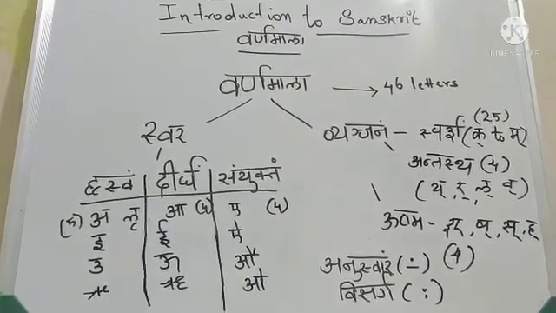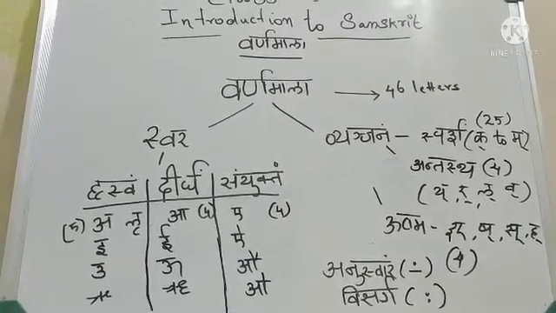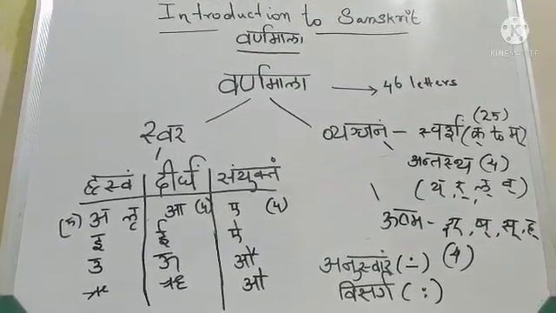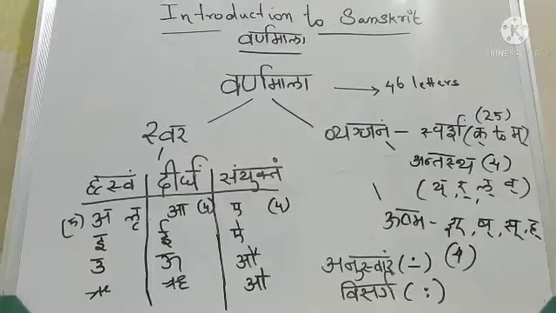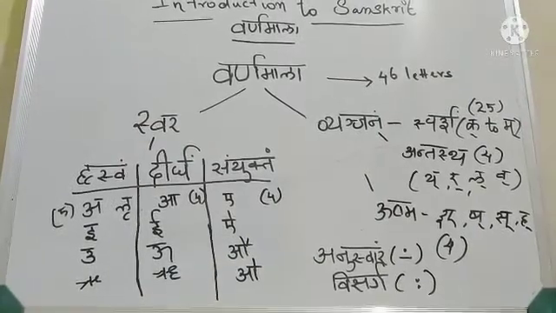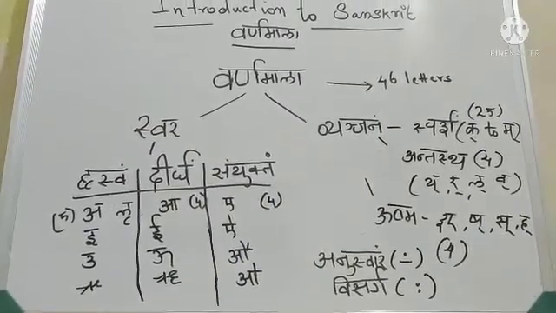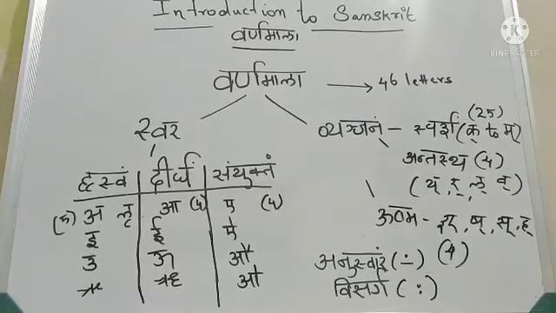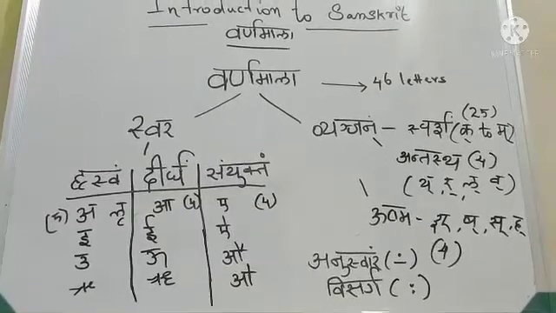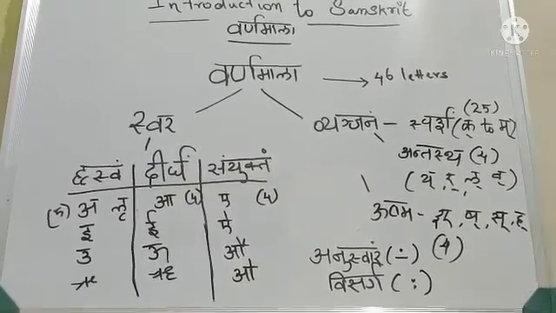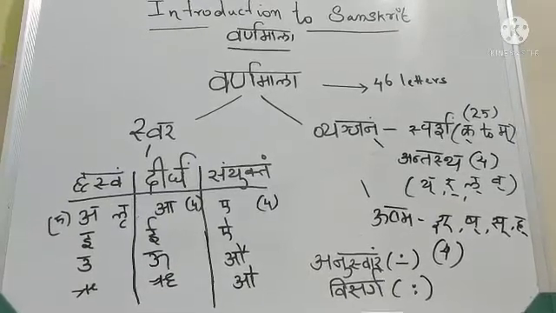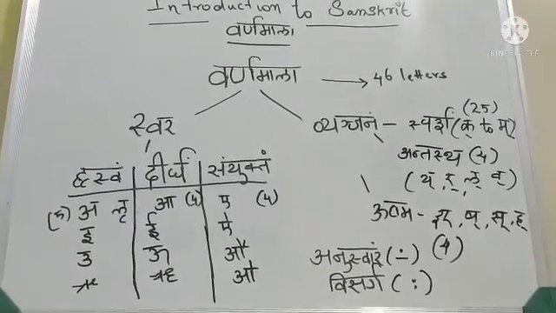What is Varna? Varna is the smallest unit which we can't split again. We can make a word using a group of Varnas, but we can't split the Varnas. That's the speciality of Varna. So, there are two parts in Varna: the first is Swara and the second is Vyanjana.